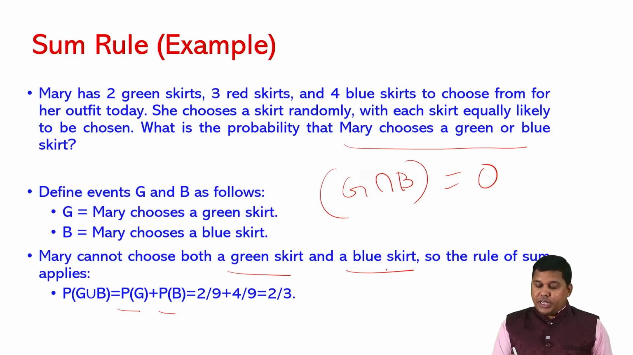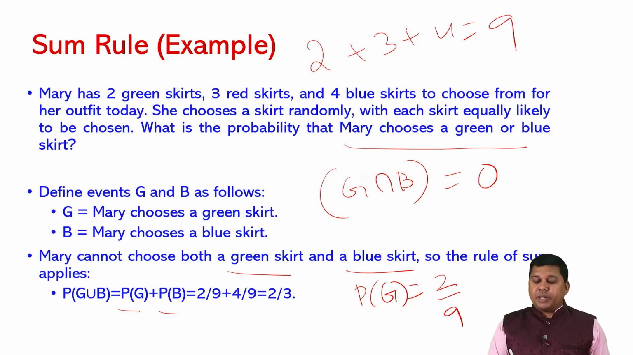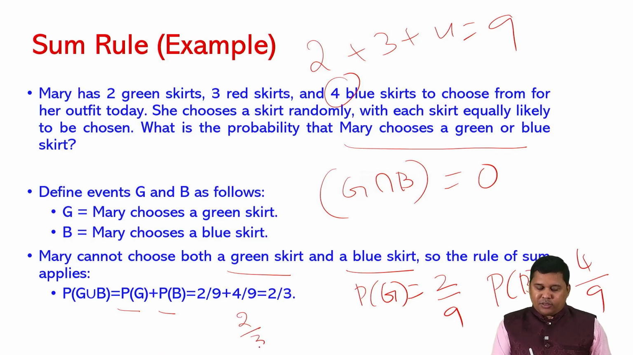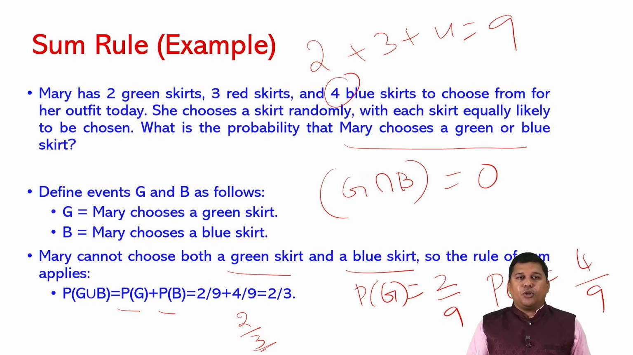Now, how do you find the value of P of G? Total how many skirts are there? 2 plus 3 plus 4, we have 9. From these 9, the probability of choosing a green one is 2 by 9. And the probability of choosing a blue skirt, since we have 4, is P of B equal to 4 by 9. If I add them, it becomes 2 by 3. So, the probability that Mary chooses a green or blue skirt is 2 by 3. This is one simple example to show how the sum rule works.